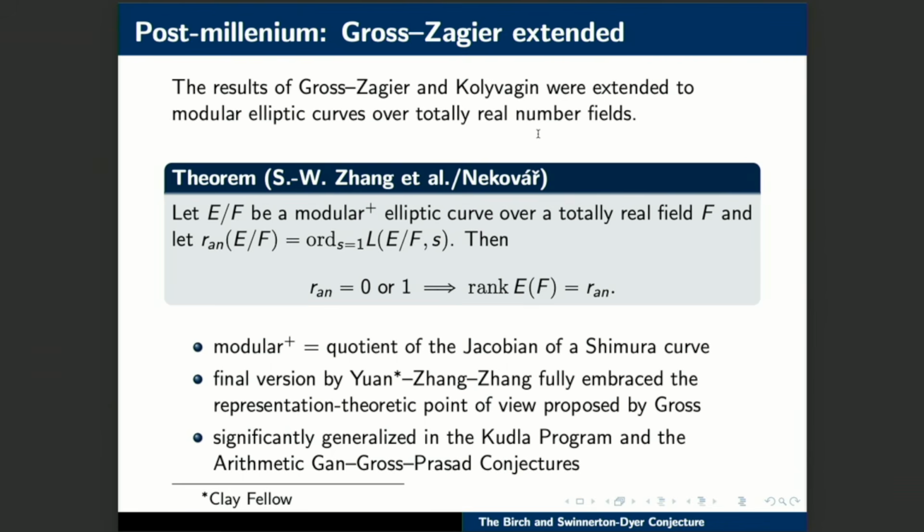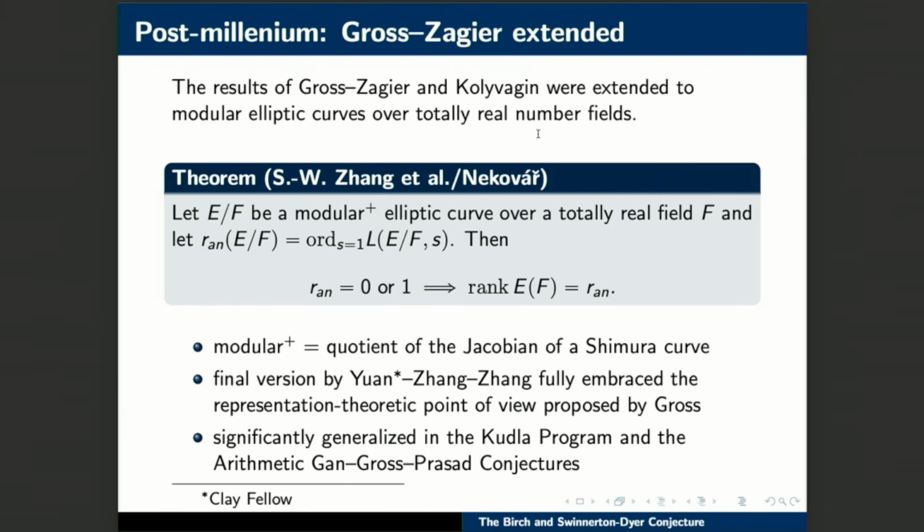The work of Gross and Zagier remains one of the fundamental contributions towards the Birch and Swinnerton-Dyer conjecture, and people have probed that almost to sort of the ultimate case. So it was extended largely by the work of Shou-Wu Zhang, at least on the analytic side, and then the work of Kolyvagin has been extended by Jan Nekovář and a number of others.